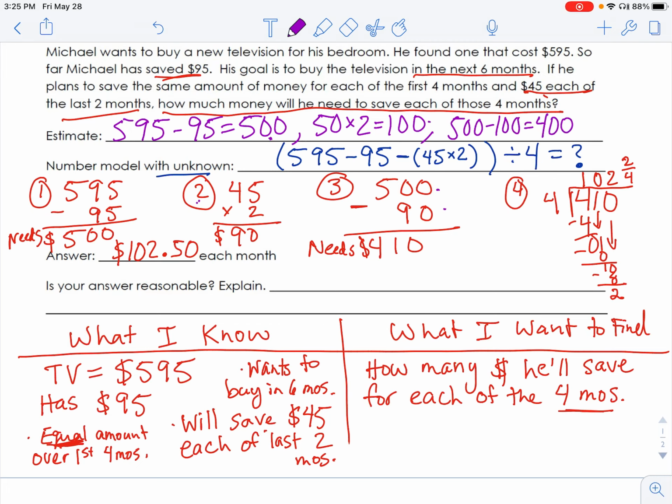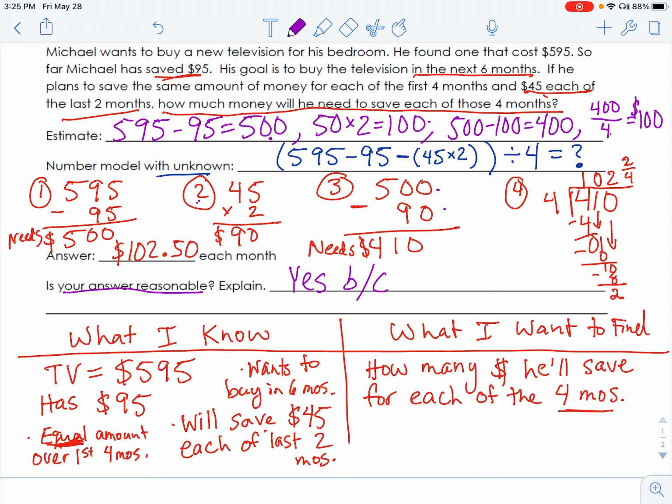Oh, this is working out beautifully because our last step was to take the remaining $400 and divide it into 4. Is 400 divided by 4 friendly? You bet, right? 400 divided by 4. I know 4 times 100 equals 400. So my estimate would have been $100 a month. So the very, very final step is to think, is your answer reasonable? Does it make sense? Well, if my actual answer was $102.50 and I had estimated $100, yes.